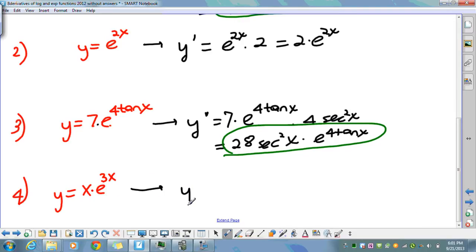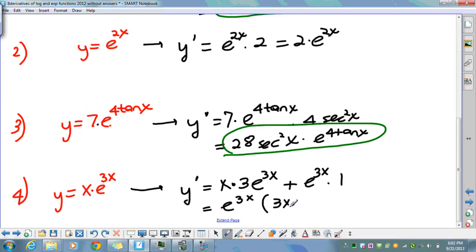So y prime equals, okay, there I'm going to write the first one as it is, multiplied by the derivative of the second one, which is 3e to the 3x, plus, write the second one as it is, times derivative of x, which is 1. And I can take out an e to the 3x, and that will leave me with a 3x plus 1 as the final answer.